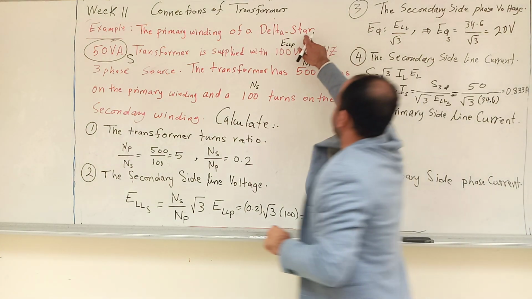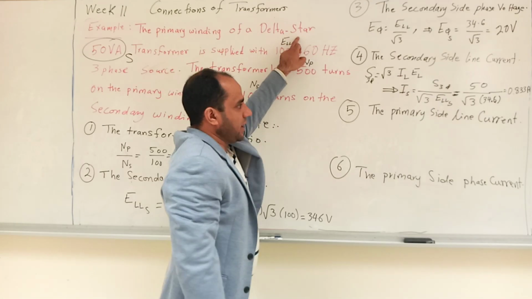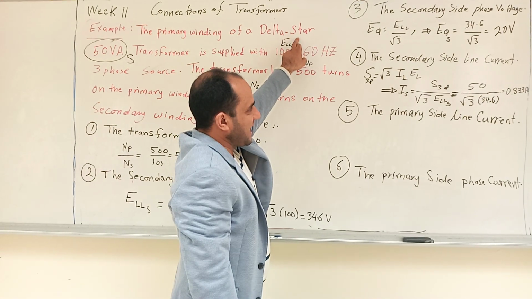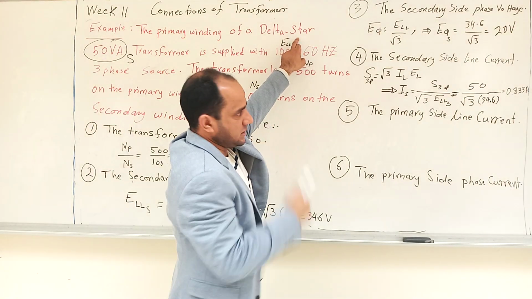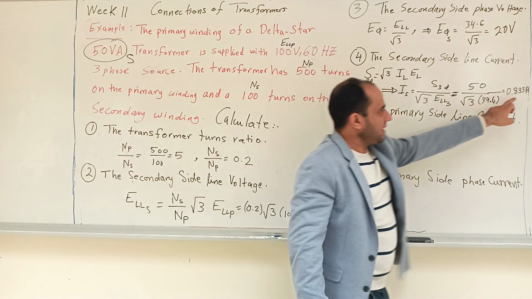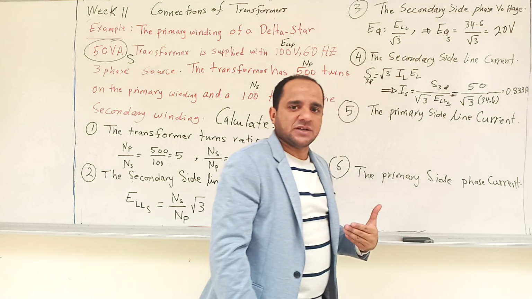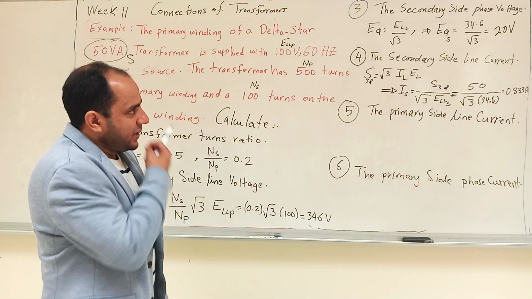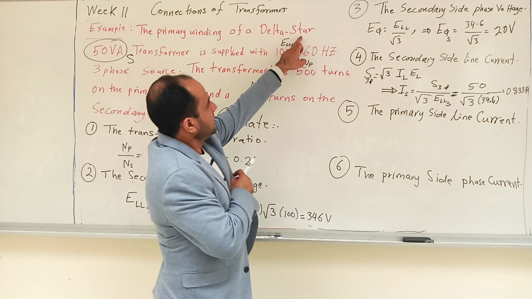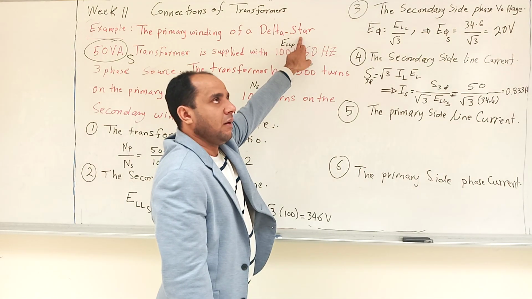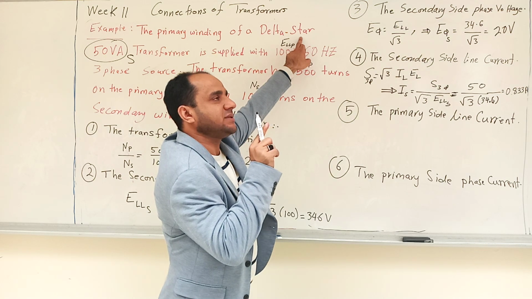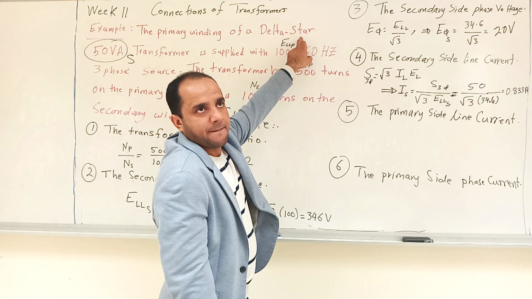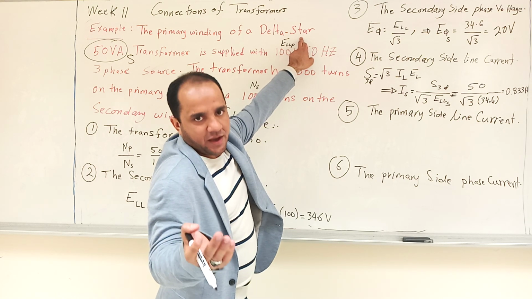That's the star, right? The secondary side is Y connection. What about if I ask you about the secondary side phase current? This is the secondary side line current. What about the secondary side phase current? Let's think about it. What is our connection in the secondary side? It's a star, it's Y. What's the relation between the line current and the phase current in star connection? They are the same.